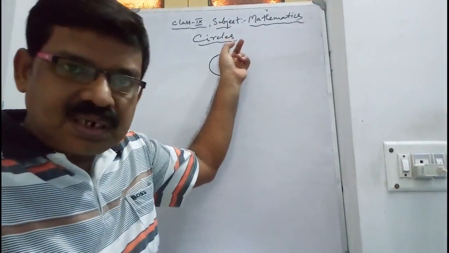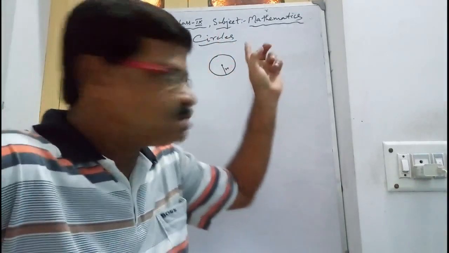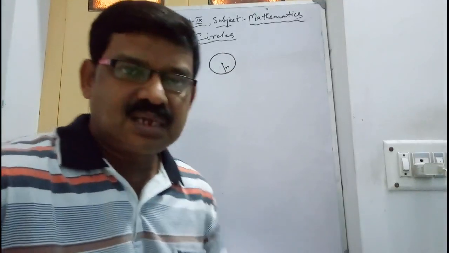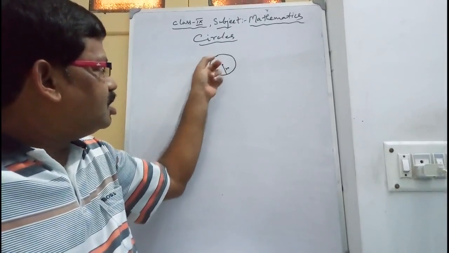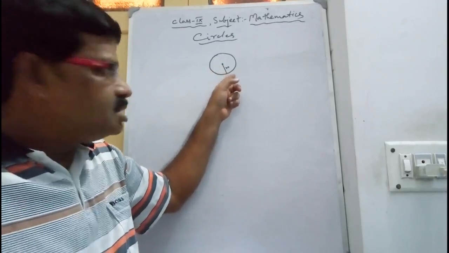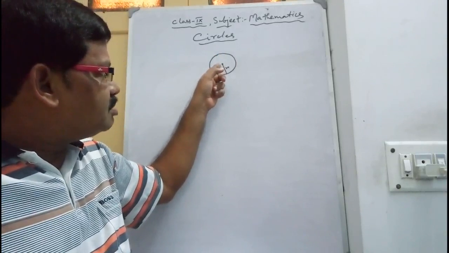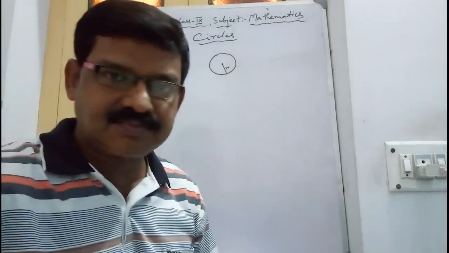Now the next chapter, that is circle. First of all, you know what is circle. The circle is a collection of the points which are equidistant from a point. That is known as a circle.